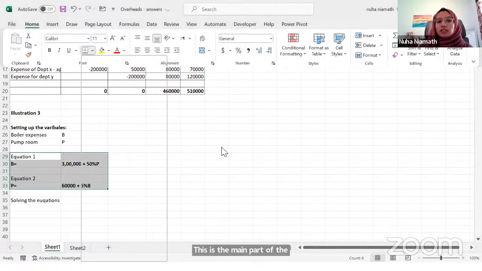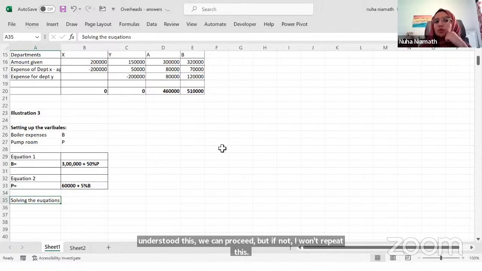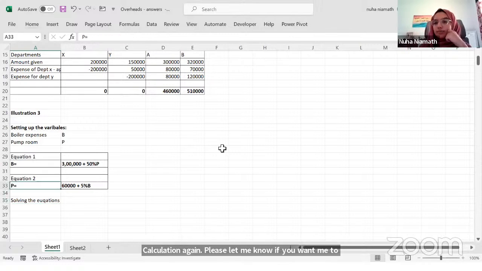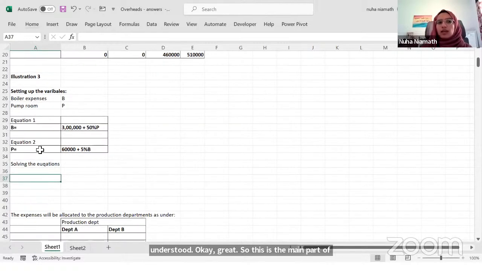If everybody has understood this, we can proceed. But if not, I will repeat this calculation again. Please let me know if you want me to repeat this understanding again. Is it clear for everybody? Don't hesitate. If you did not understand anything, I can repeat it again. Okay, perfect. So I'm assuming that everybody has understood. Okay, great. So this is the main part of this simultaneous equation. Once we have understood this, everything is very easy.